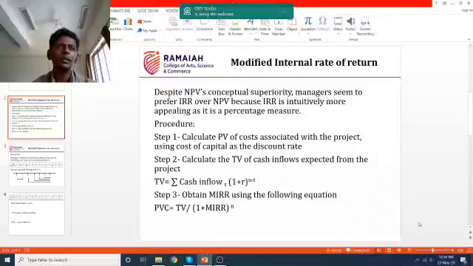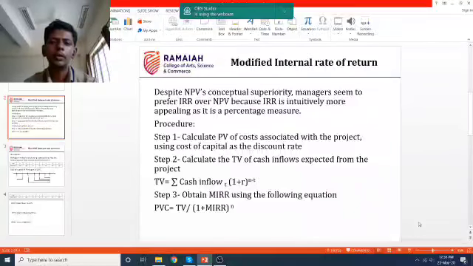So we have come up with something called modified internal rate of return. This is related to your internal rate of return; however, it has overcome the disadvantages of calculation of internal rate of return. Procedure: there are three simple steps in calculating modified internal rate of return. First, you need to calculate the present value of costs associated with the project using cost of capital as the discount rate.